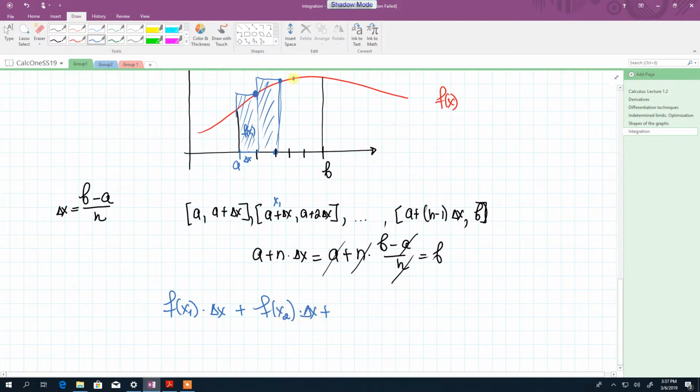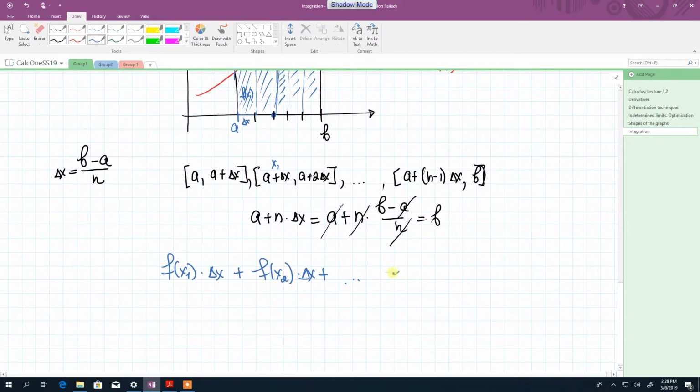If I choose the third point, it will be like this, right? If I choose this point, it will be like this. And if I choose the last point, it will be like this. Right? So plus, and so on, f of x n multiplied by delta x. So I can write this as the summation.